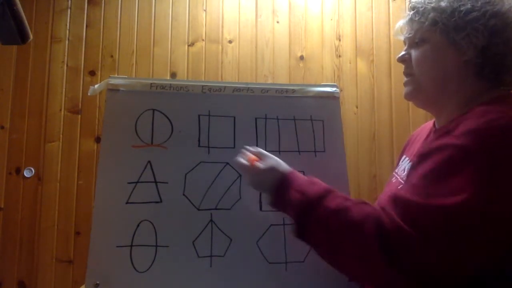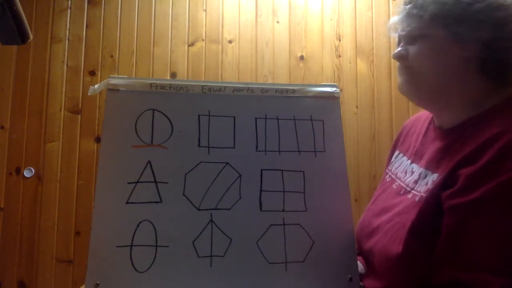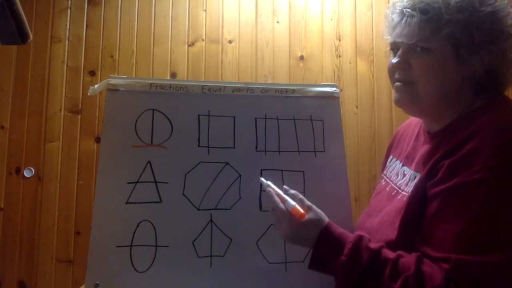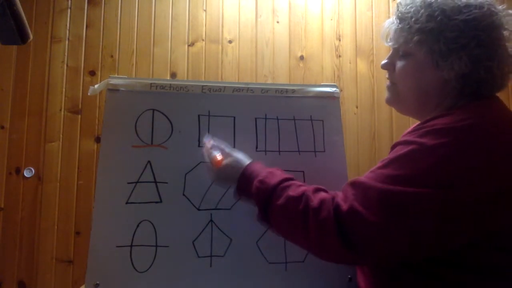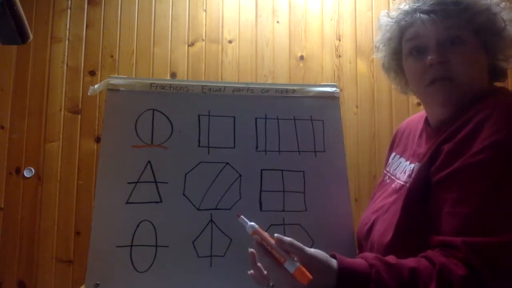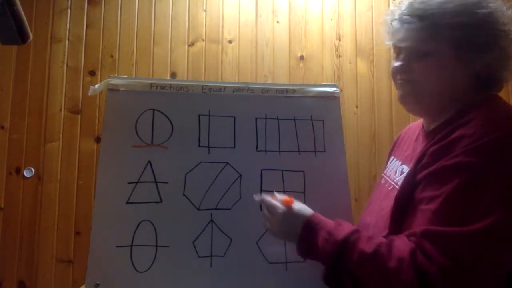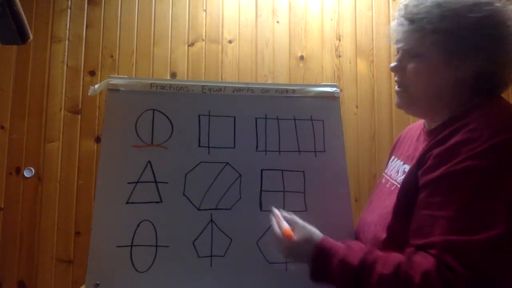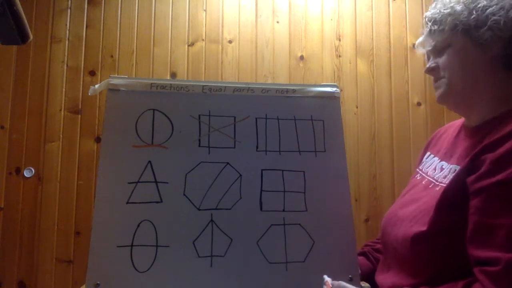So let's look at the next one. How about the square? If you had a cake and you really liked that cake and you hadn't eaten all day and you were really hungry, would you want this piece, or either piece would matter? I'd probably want this one, right? So we know that these two pieces are not equal. No way.